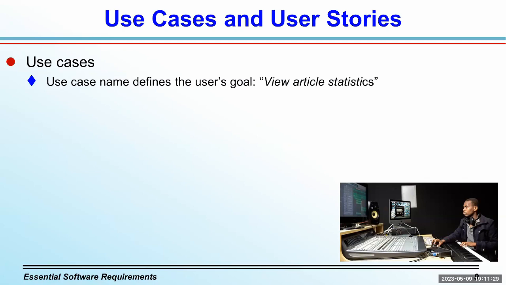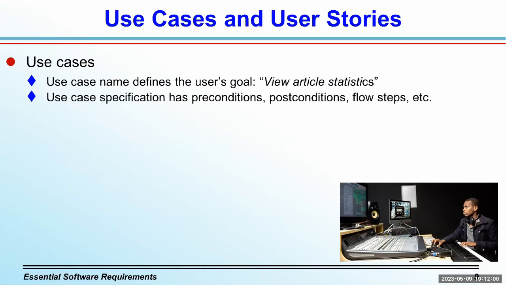So maybe we're talking about an application in which people can publish articles that they write online in some sort of shared blog or publication platform. And one thing an author might want to do there is to view their article statistics. I do that myself. I'm sure all of us who write are interested in that information. So that becomes a use case name. Whenever an elicitation participant says, I want to do something or I need to be able to do something, the do something likely is a use case.